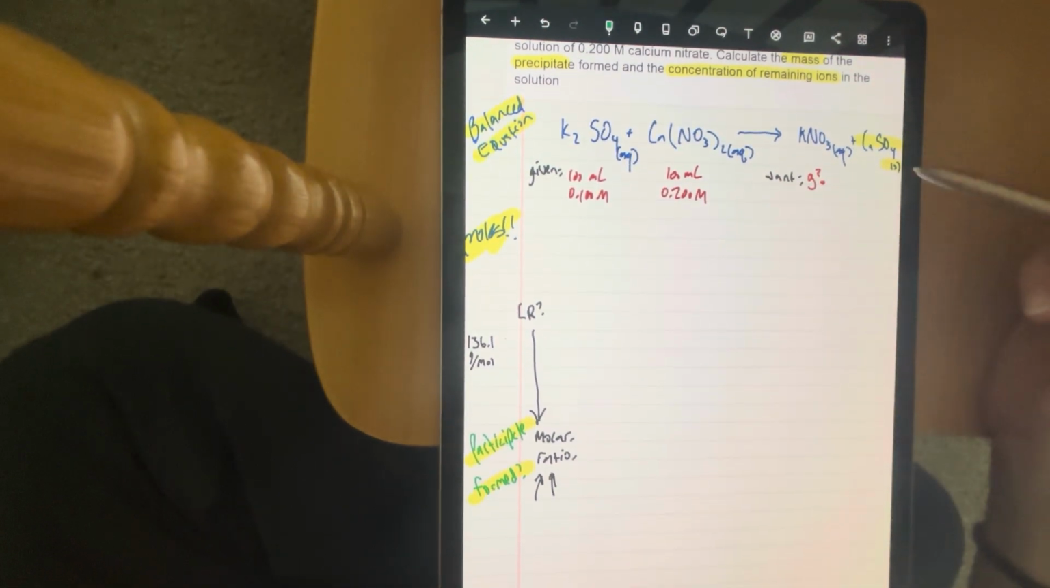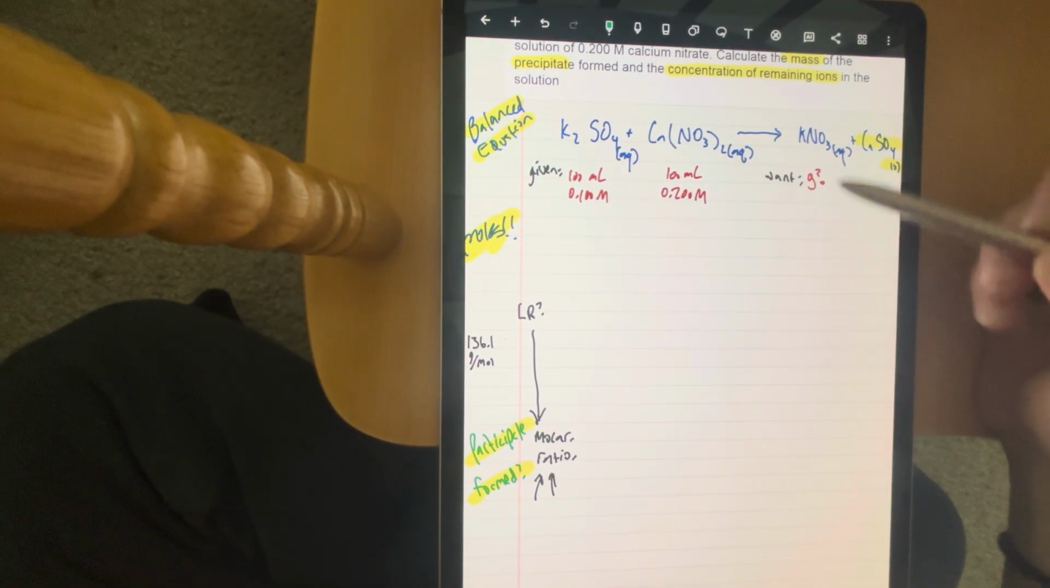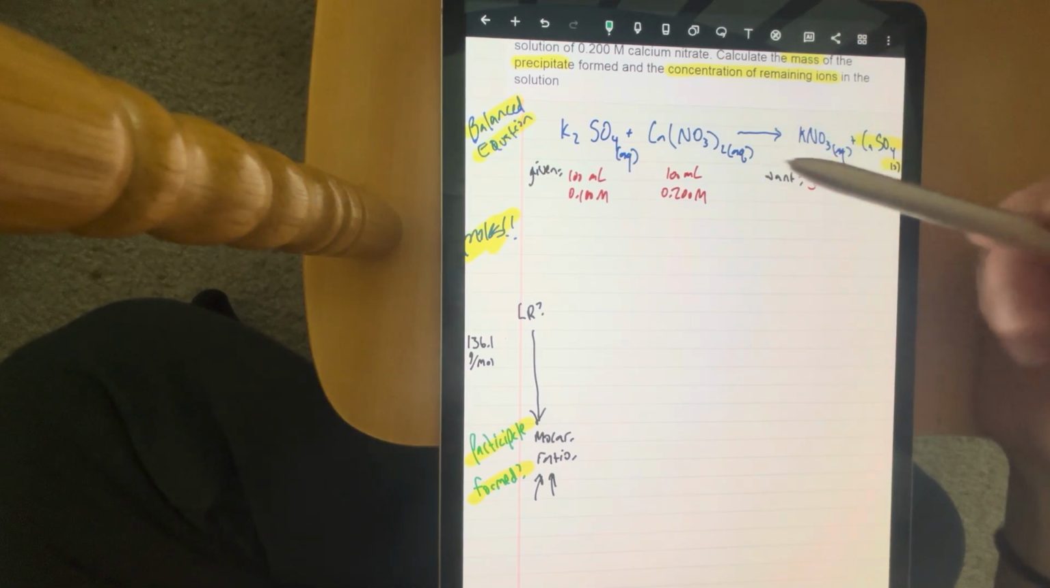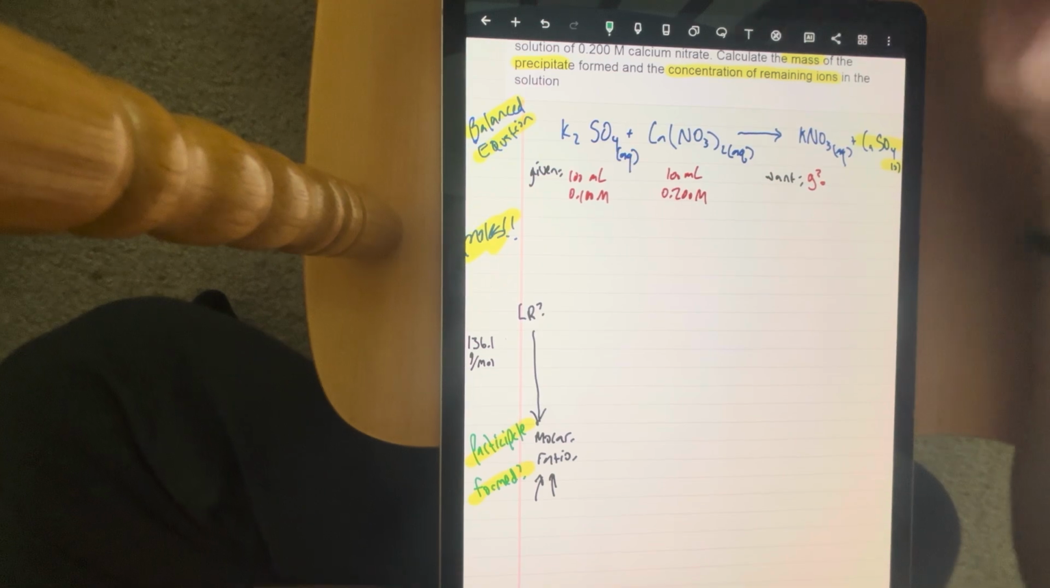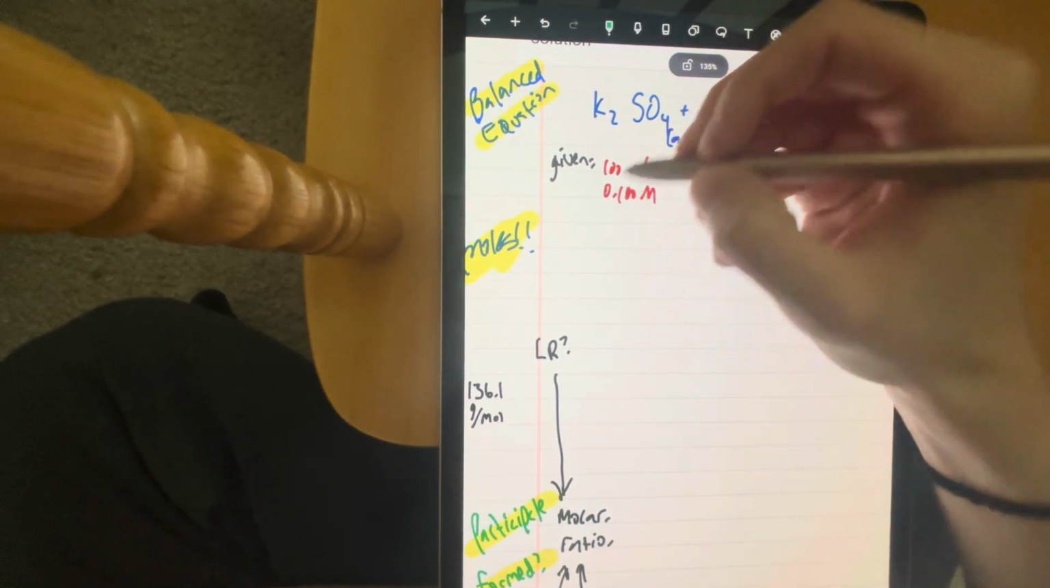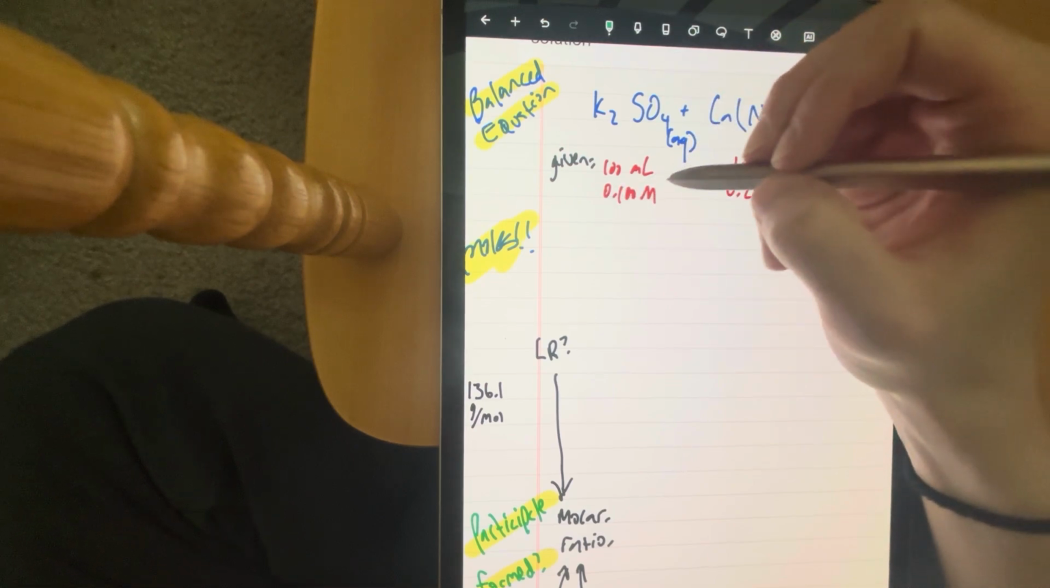Okay. Anyways, so we have this, and now we want the grams. We want the grams of what's formed. Okay, how are we gonna do that? Well, firstly, we're gonna find moles. Well, how are we gonna find moles? Well, obviously, we're gonna use the given, what's already known. So we're gonna start with K2SO4. We're gonna do liters, by the way, not milliliters.